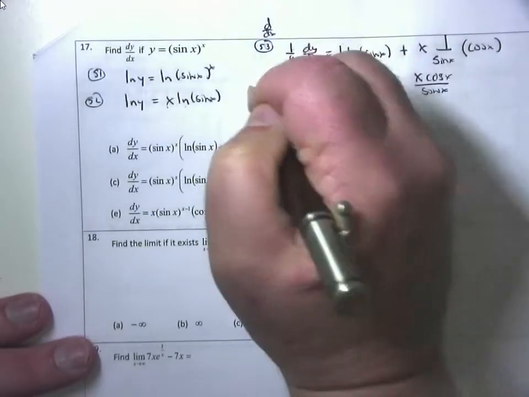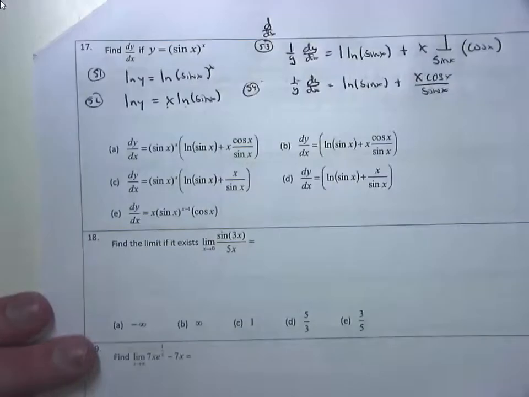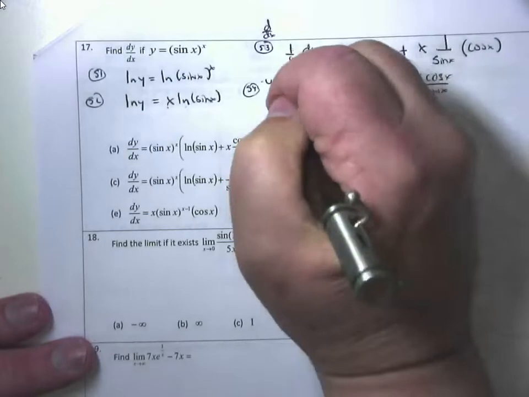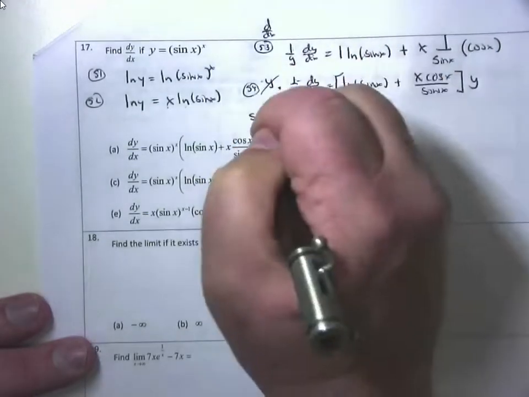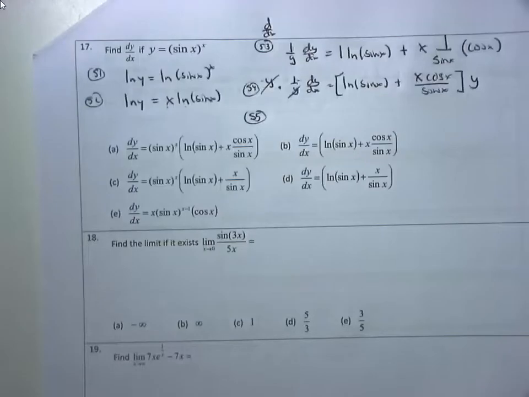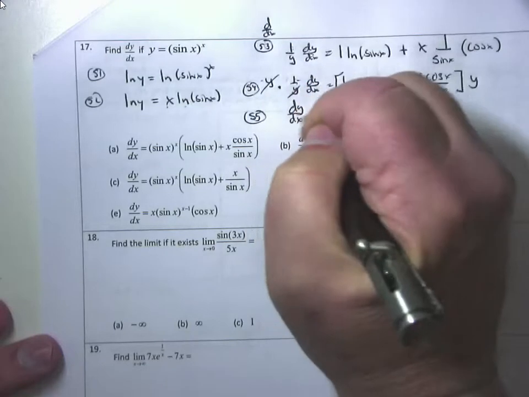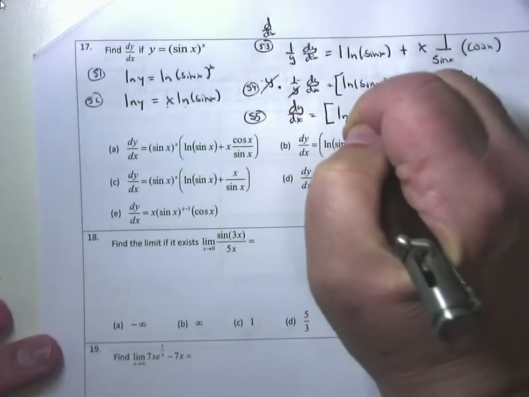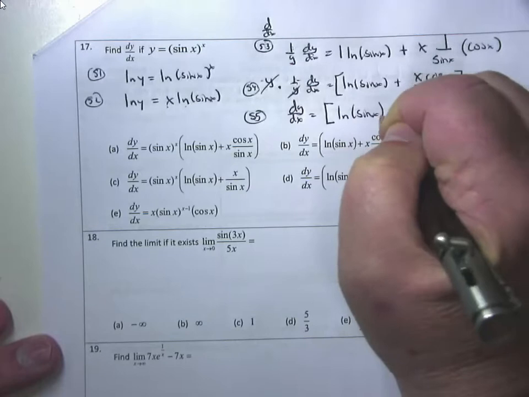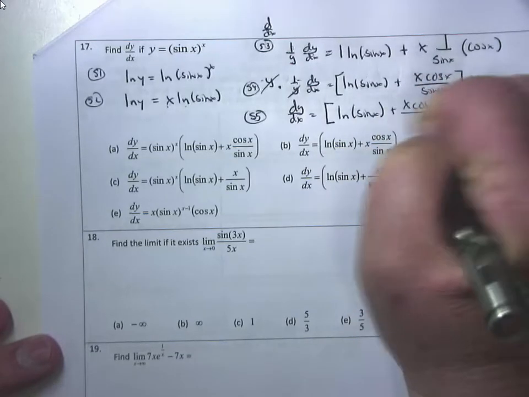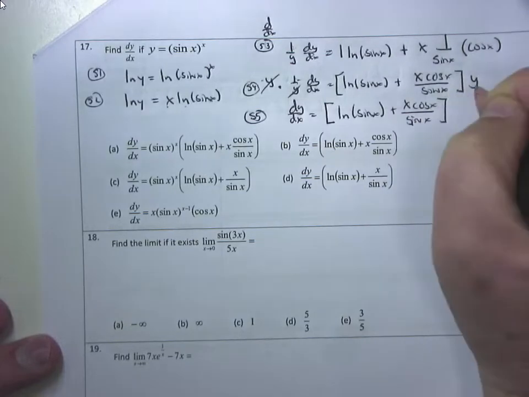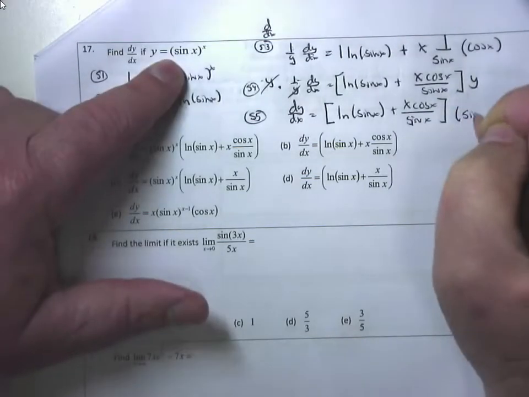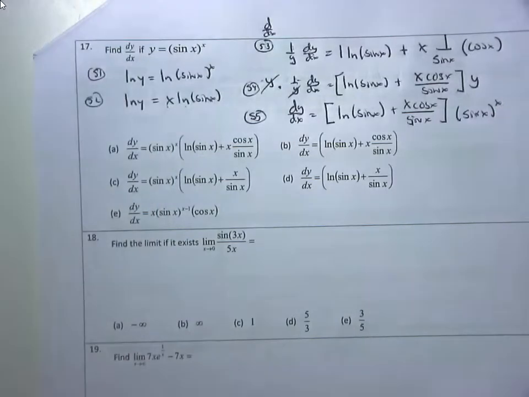Step number 4 is to solve for dy over dx. You do that by simply multiplying both sides by y. And then step number 5 is you go back and replace y with the original function. So I end up getting dy over dx is equal to, parentheses, the natural log of the sine of x plus x times the cosine of x over the sine of x times y, and y was the function sine of x raised to the x.